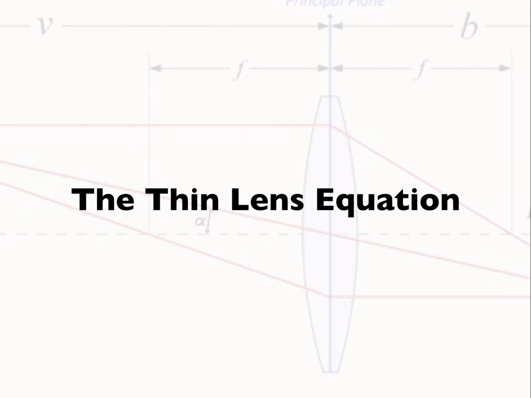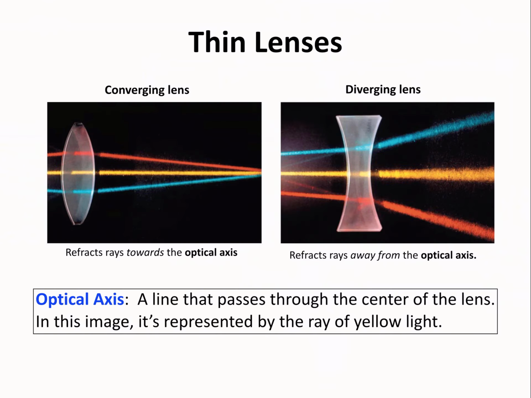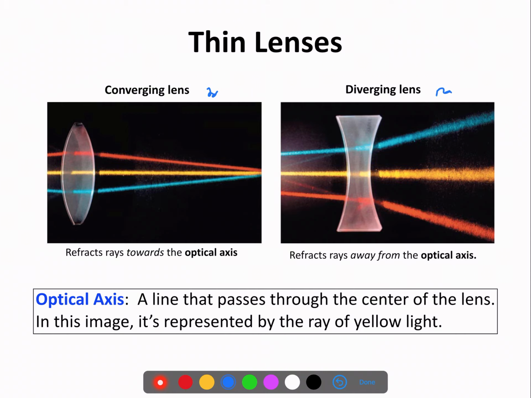So we're going to start with something called the thin lens equation. To do this we have to introduce what thin lenses are, and we basically have two kinds. We showed a little model of it that I did live, and here are the basics. We have the converging lens, and we have a diverging lens over here.